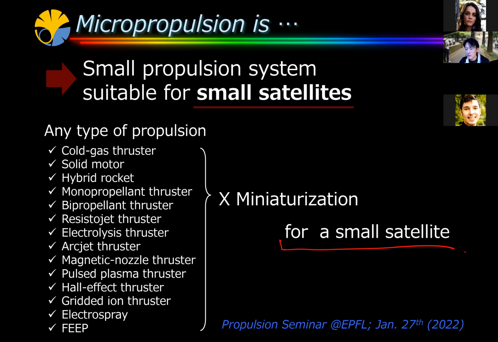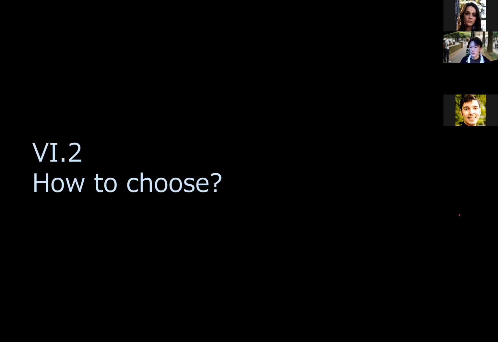And I think this "for a small satellite" is very important. So micropropulsion is not just miniaturization of a standard propulsion system. Typically, this is for a small satellite, and micropropulsion should be designed to fit the purpose of a small satellite. Okay, next chapter, I want to talk about how to choose the micropropulsion system suitable for your satellite mission.